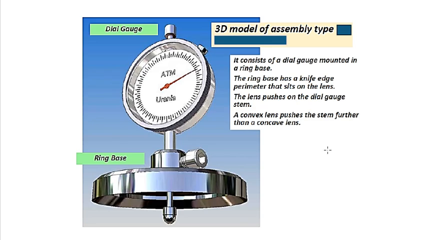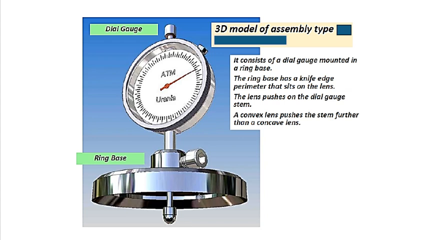This is your 3D model of the dial gauge right there. Then it has a ring base. It is just a little assembly, because you're using the ring base and the dial gauge so you can mount it on a lens. We have two different types of lens: one is concave and the other is convex.